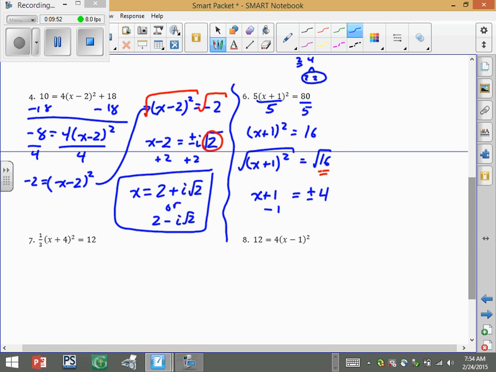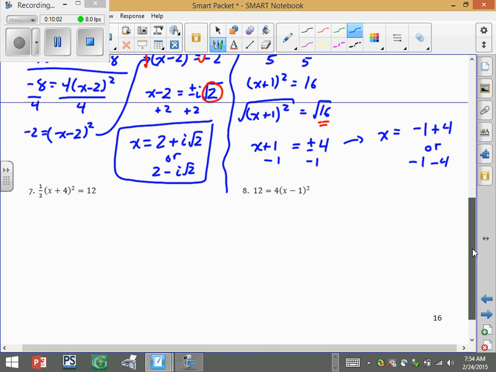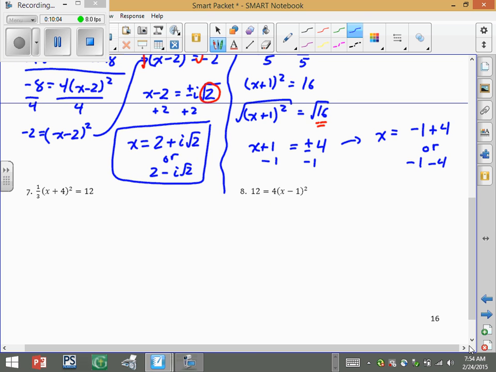So when I subtract 1 from both sides, I end up with x equals negative 1 plus 4, or negative 1 minus 4. Here, there's two possible solutions. So in other words, negative 1 plus 4 is 3. Negative 1 minus 4 is negative 5. So there's two possible solutions to this particular problem. So here, x can equal 3 or negative 5.